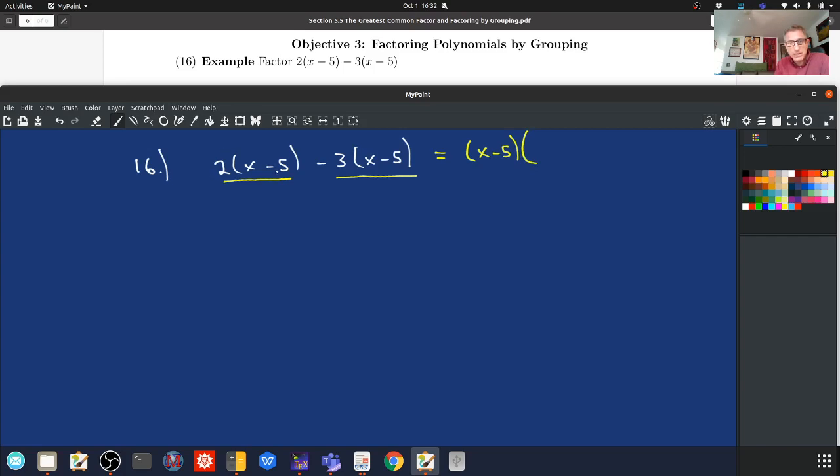So 2 times x minus 5 divided by x minus 5 leaves me a 2. Minus 3 times x minus 5 divided by x minus 5 leaves me a minus 3. Now I can simplify. So this is x minus 5 times 2 minus 3, or x minus 5 times minus 1, or minus x minus 5. And that's it. That's all it is to do that one. The constant term always has to come at the top.